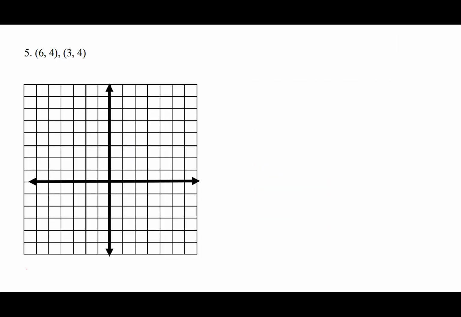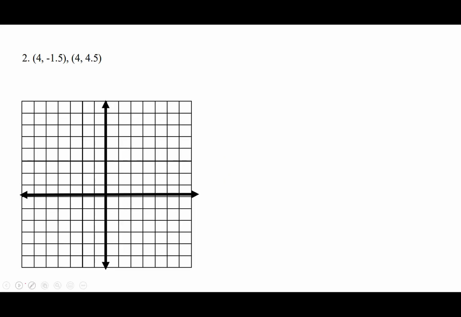Okay, so on WebAssign, you'll have an example like this. It will say graph these 2 points and write the equation of a line. Okay, if we do 6, 4, there'll be 1, 2, 3, 4, 5, 6. This is 6, 4, and that is 3, 4. There's only one line that connects those 2 dots, and it's a horizontal line. Okay, now to come up with that equation, because it's a horizontal line, it will be y equals the y-coordinate, which is 4.